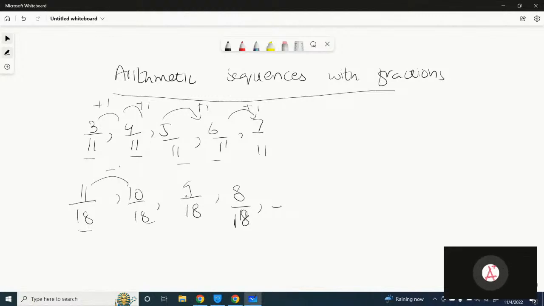11 minus 1 is 10. 10 minus 1 is 9. 9 minus 1 is 8. That means for each next value, you have to subtract 1 from the numerator. Yes, very good, Yakubu and Adilek, it is 7 by 18. So just subtract 1 from the numerator. It would be 7 over 18. Got it? Okay, let's start with the test so that we can do practice questions.